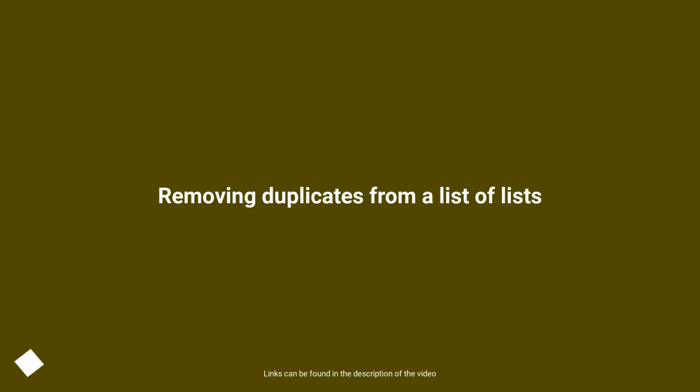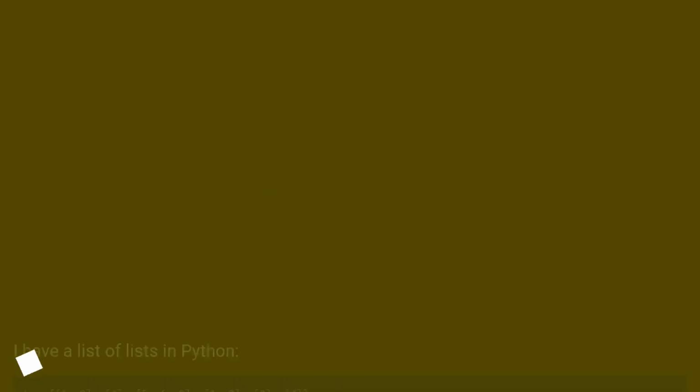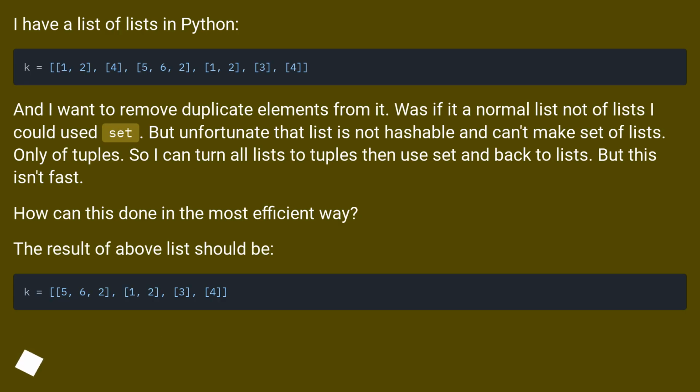Removing duplicates from a list of lists. I have a list of lists in Python, and I want to remove duplicate elements from it. If it were a normal list, not a list of lists, I could use set.